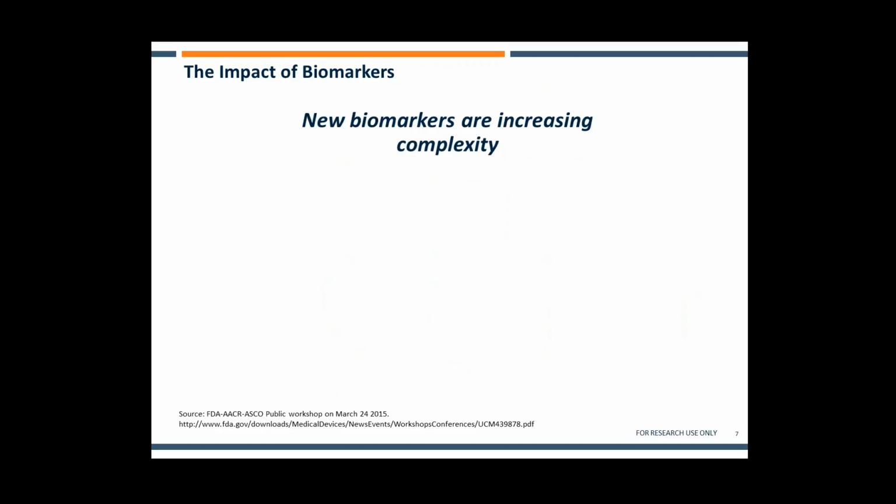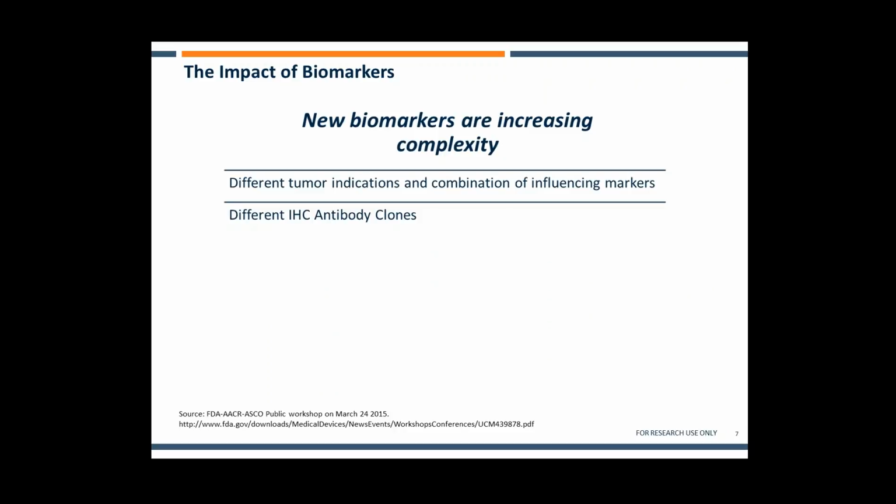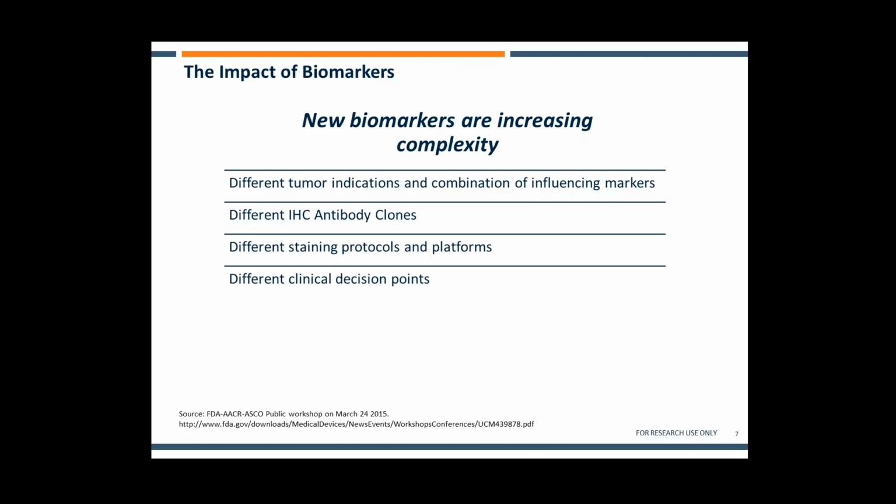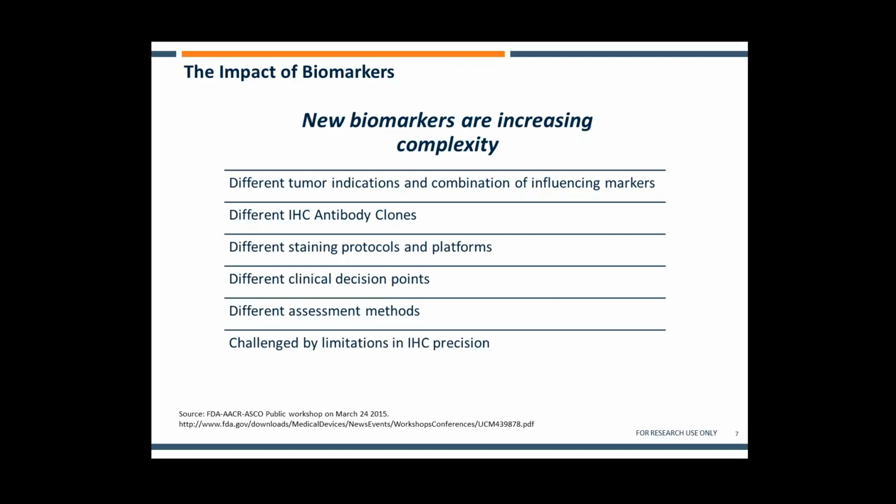So new biomarkers are clearly increasing in complexity. There are different tumor indications and different combinations of influencing biomarkers. There are different IHC antibody clones available. There are different staining protocols and different platforms. There are different clinical decision points and different assessment methods. There are also challenges in the nature of the assessment. So there are challenges faced by the limitations in IHC precision and challenges by the limited biopsy tissue, particularly for small cell lung cancer.